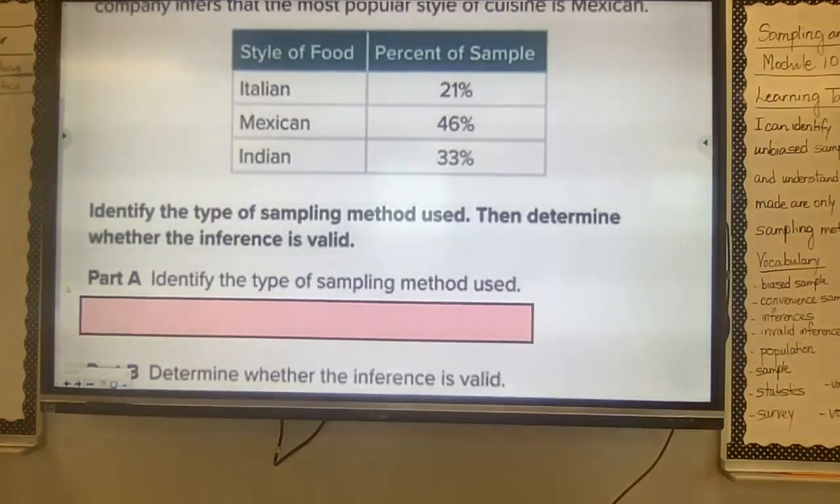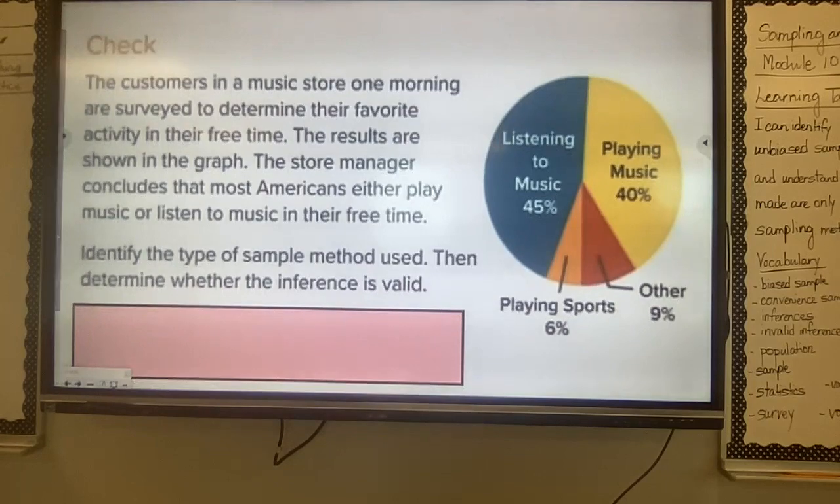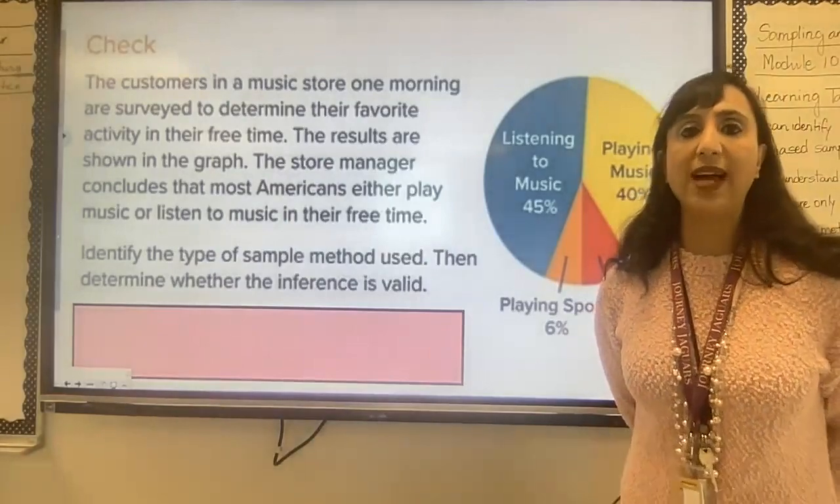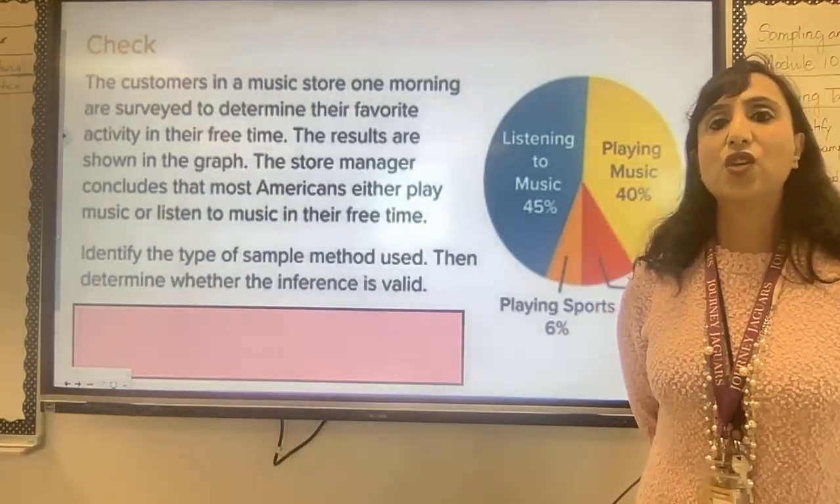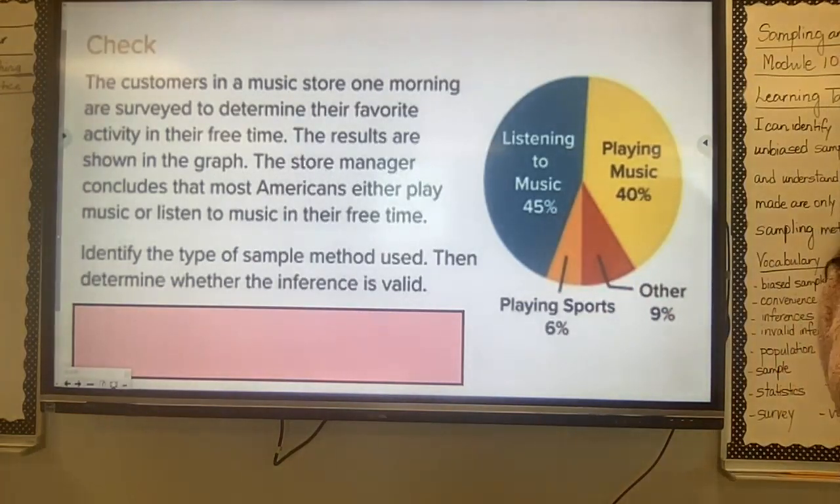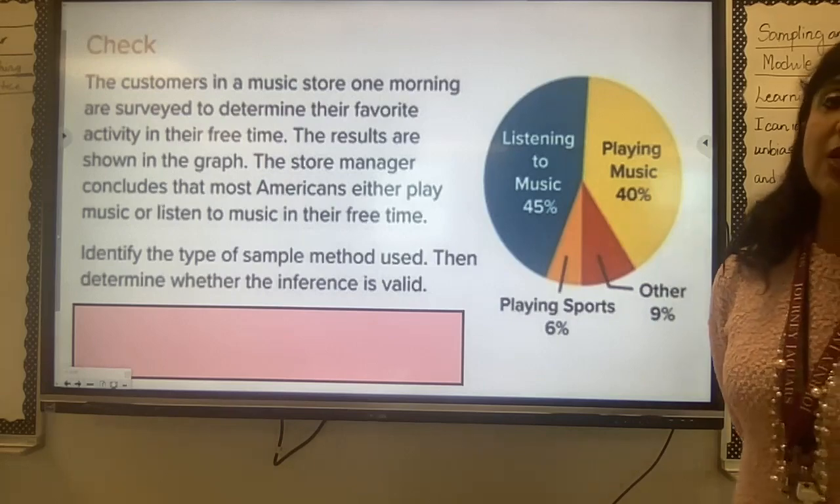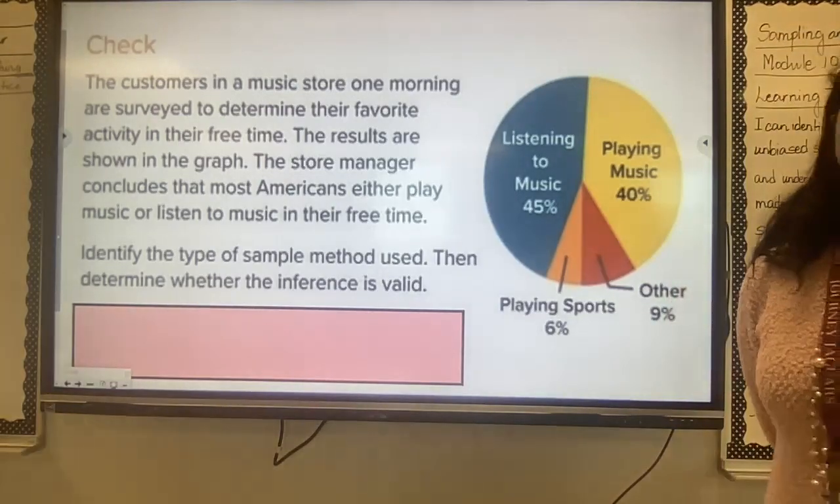Okay. Now, let's do another quick example. All right, let's look at this. The customers in a music store one morning are surveyed to determine their favorite activity in their free time. The results are shown in the graph. The store manager concludes that most Americans either play music or listen to music in their free time. So identify the type of sample method used and then determine whether the inference is valid.